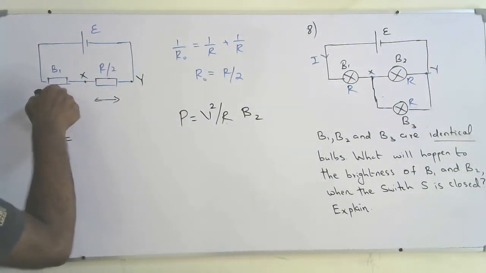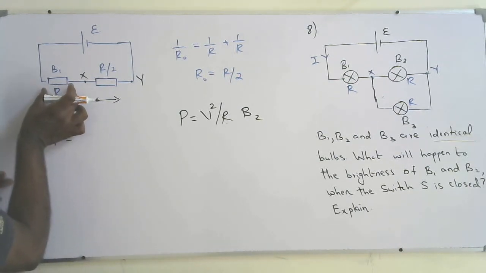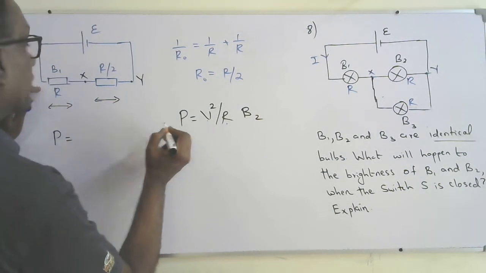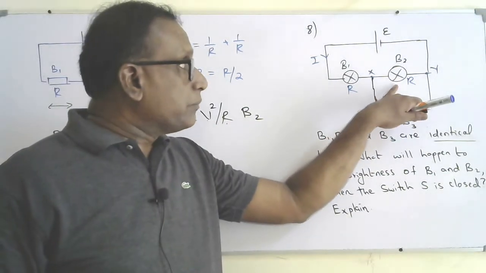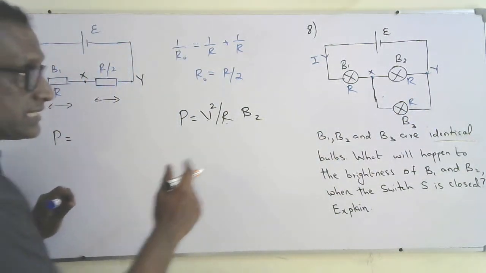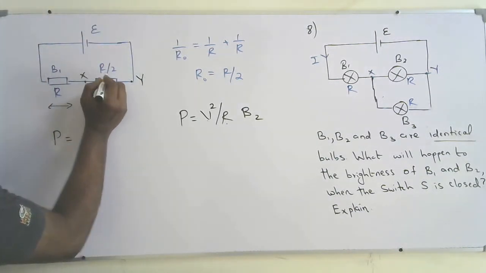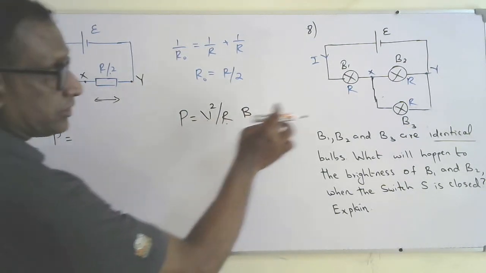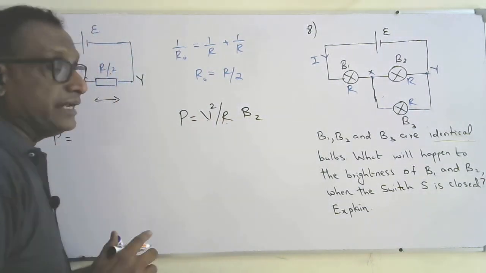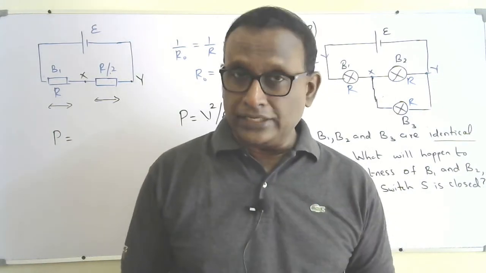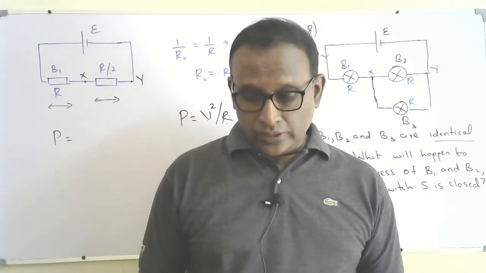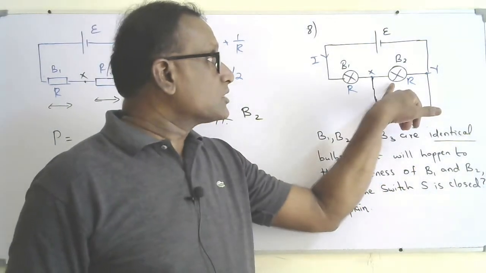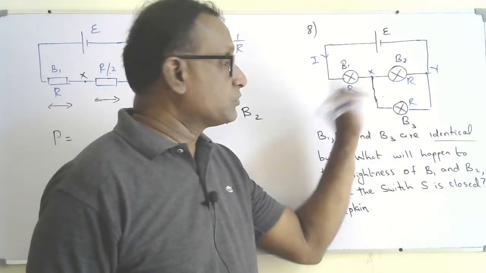Here, the brightness of B1 will increase. I can say in terms of resistance also: the voltage across B1 is increasing, and the resistance of B1 is remaining the same, so the brightness of B1 will increase. What will happen to B2? The voltage across B2 is dropping because the equivalent resistance across the junction XY is dropping. It has become R by 2. So the voltage across the junction will decrease. When the voltage decreases and the resistance of B2 remains the same, the power across B2 is dropping. Brightness will decrease for B2 and increase for B1. Okay, so that's the answer. B1 will have more brightness than earlier, but the brightness of B2 will drop compared to earlier, when the switch was open.